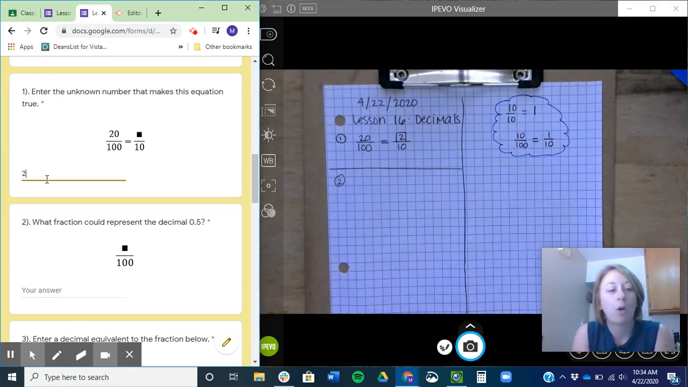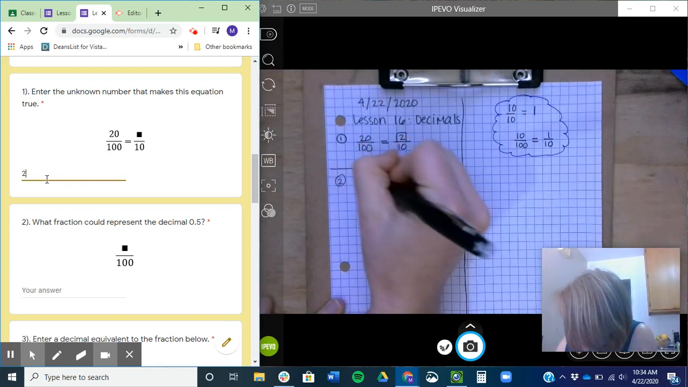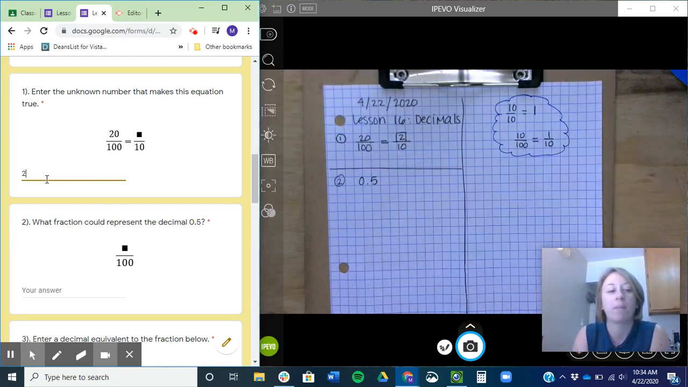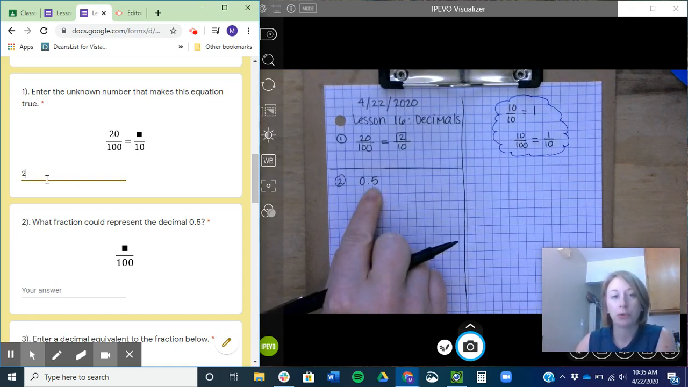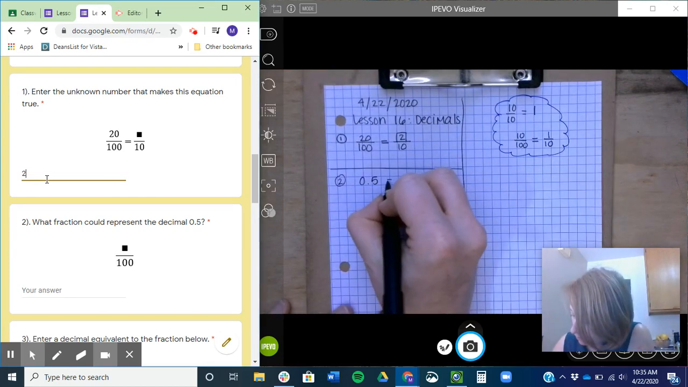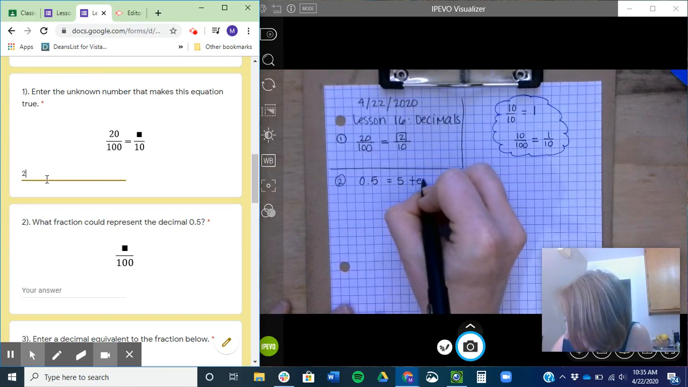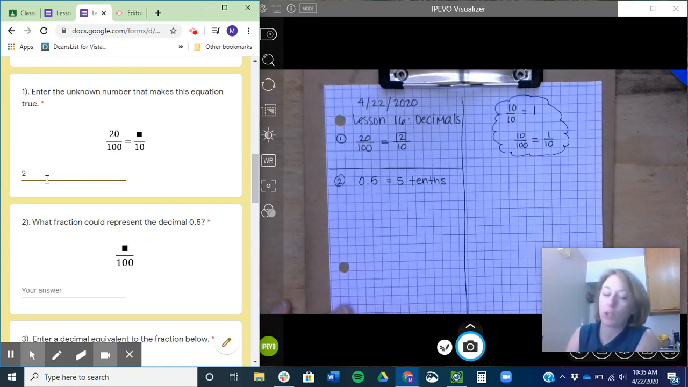Question number 2 says, what fraction could represent the decimal 0.5? Go ahead and write 0.5 on your scrap piece of paper. Now let's go ahead and write 0.5 in words using its value. 0.5 is equivalent to 5/10. Let's write 5/10 in words.